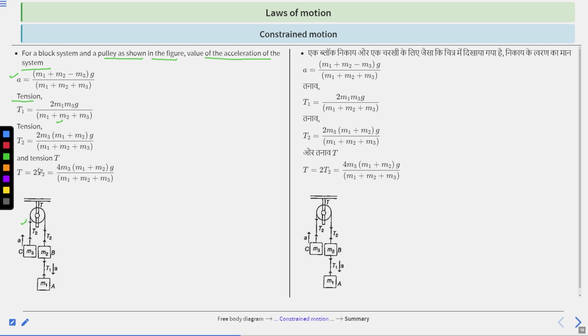So the total tension T is equal to 2 T2, which is equal to 4 m3 (m1 plus m2) multiplied by g divided by (m1 plus m2 plus m3). So these are just formulas based on constant motion. Clear? For tension, for acceleration, for different bodies. Single body with a mass m1, two bodies m1 m2, three bodies m1 m2 m3. Clear? So these are just formulas.